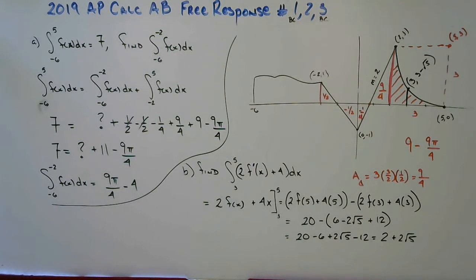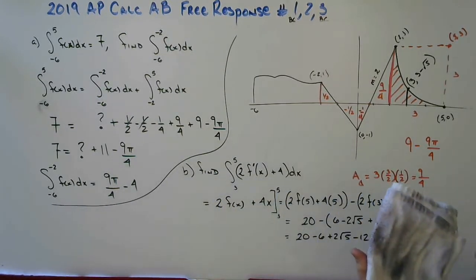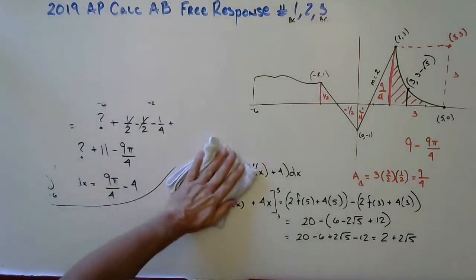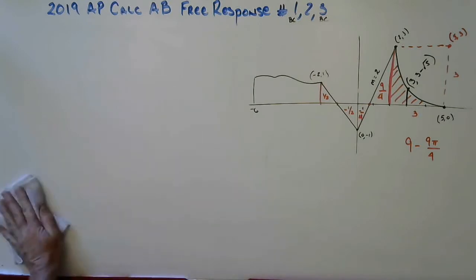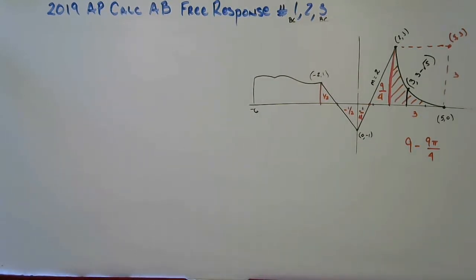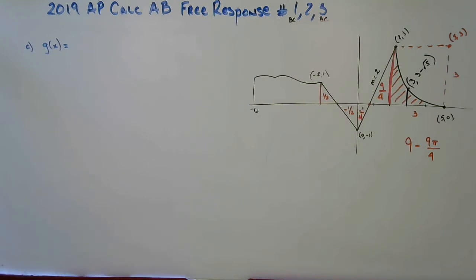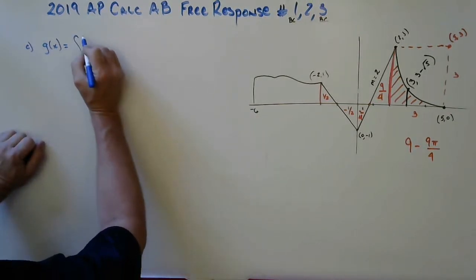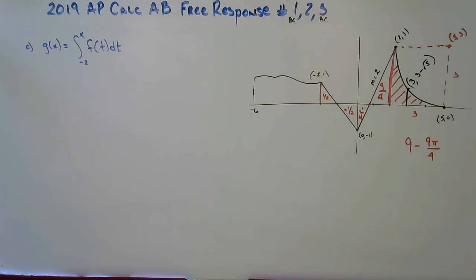All right, let's see what part C gives us. Part C gives us a function g. All right, so let's clear off some space over here. So part C says we're given the function g of x, which is equal to the integral from -2 to x of f of t dt. So it looks like it's going to be the fundamental theorem of calculus. Find the absolute maximum value of g on the interval -2 to 5.